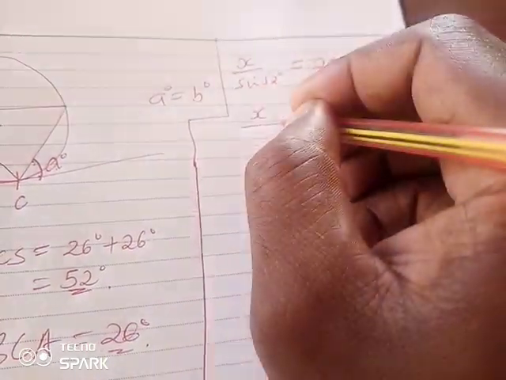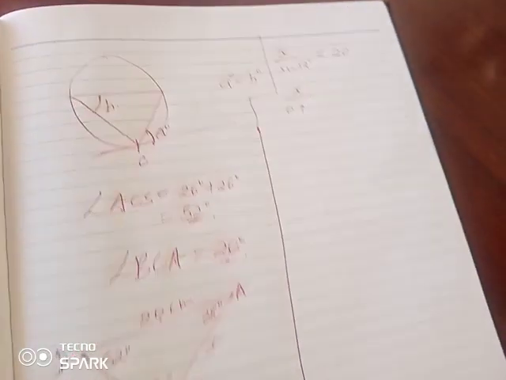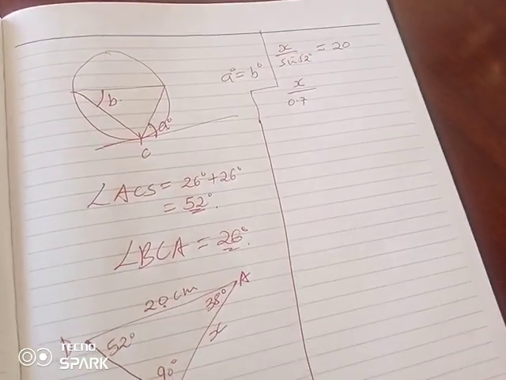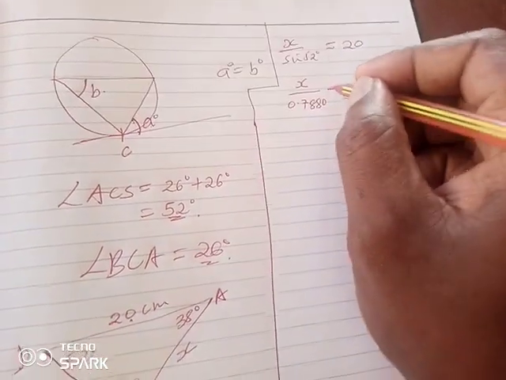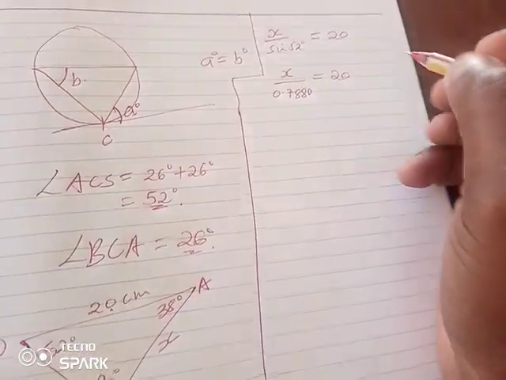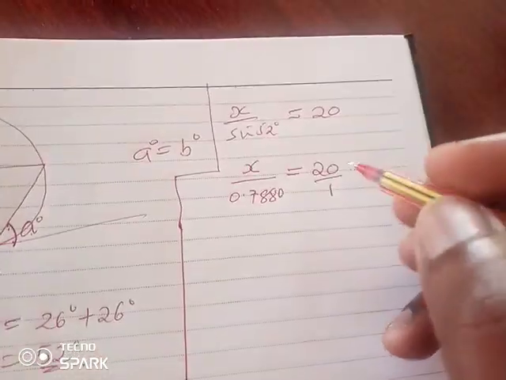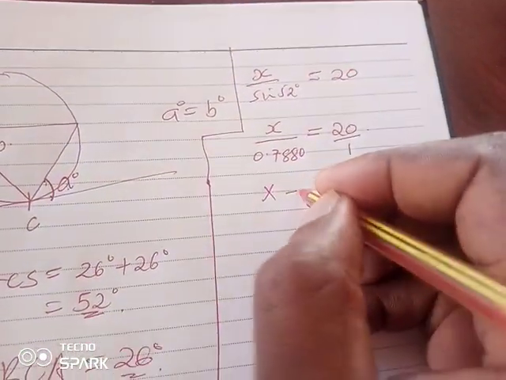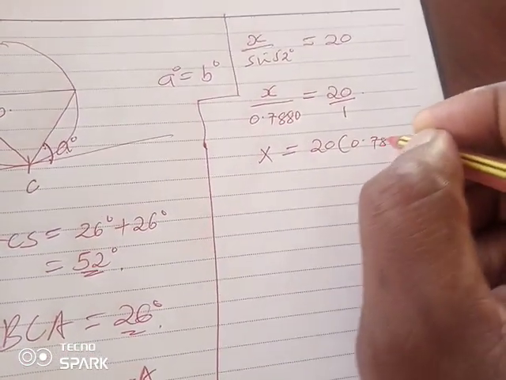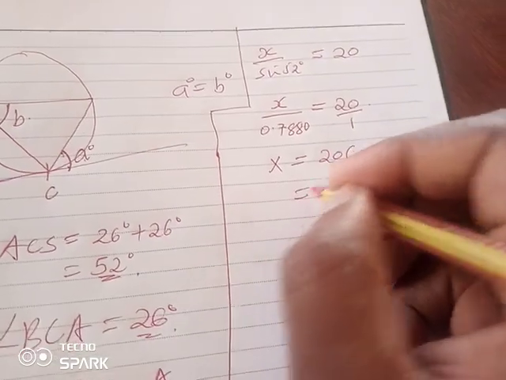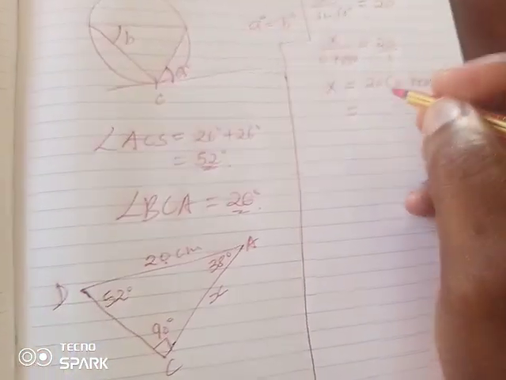We press our sine 52 from our calculators. We shall get x over 0.7880, which is equivalent to 20. So getting x, we can cross multiply and say x times 1 is x, 20 by 0.7880 shall give us 15.76.